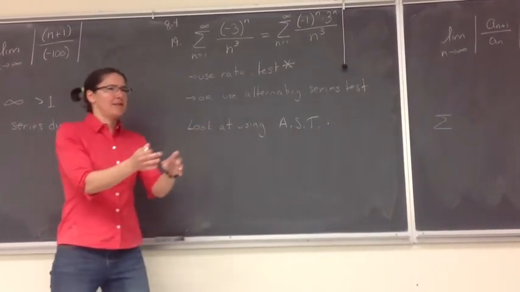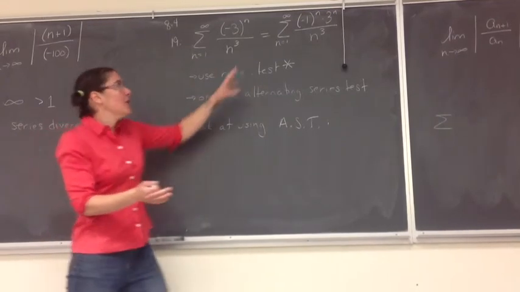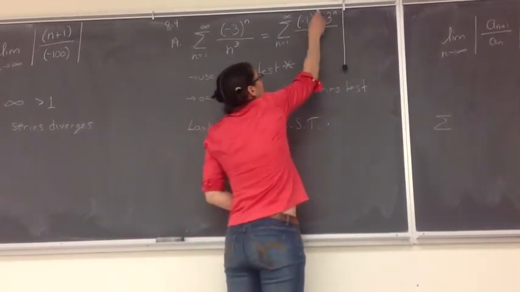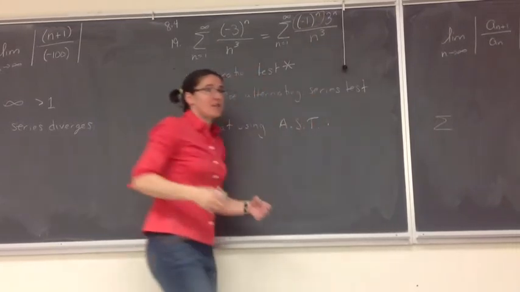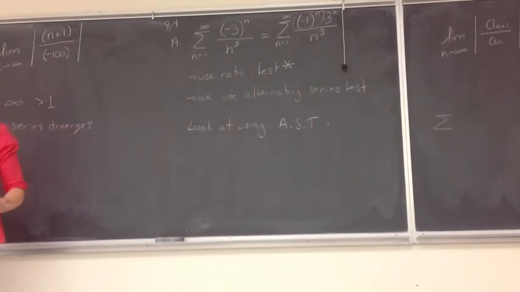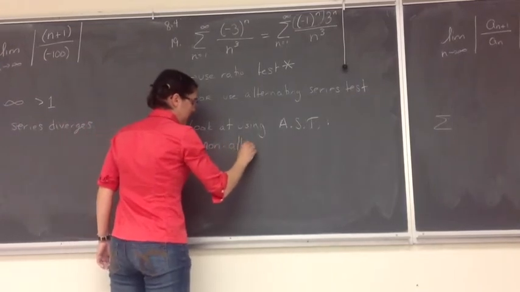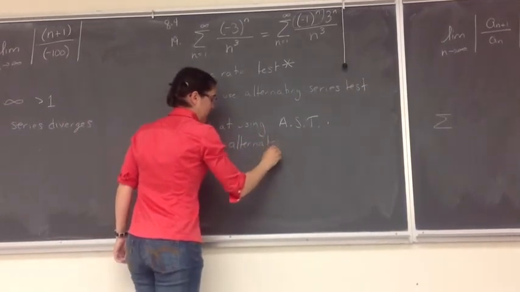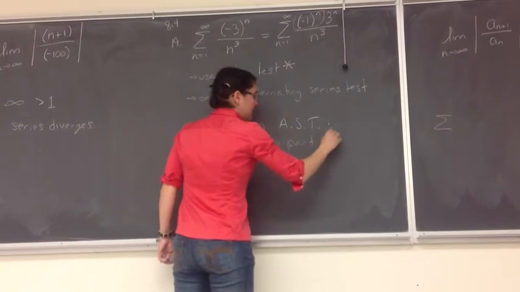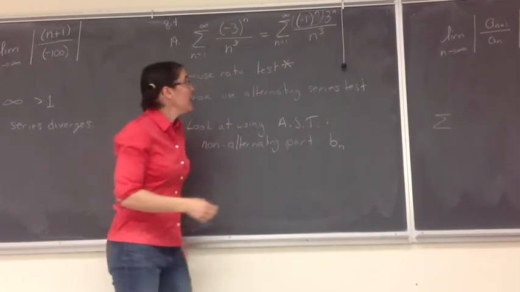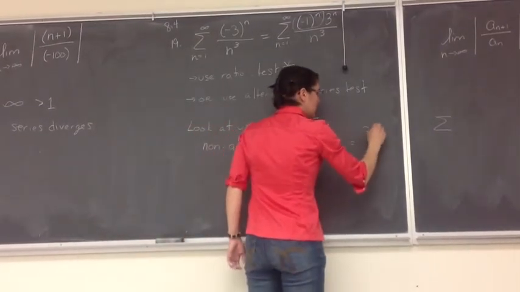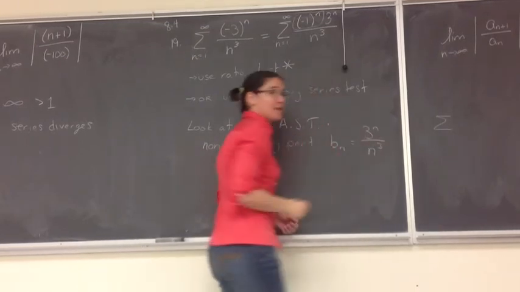Okay, well I'm going to keep going because I think this is a valid thing to talk about anyway. So when I look at this series, here's my alternating part, and the alternating part is just the plus 1 minus 1 part. And so my non-alternating part, that's what we call Bn, and that's going to be 3 to the n over n to the third.